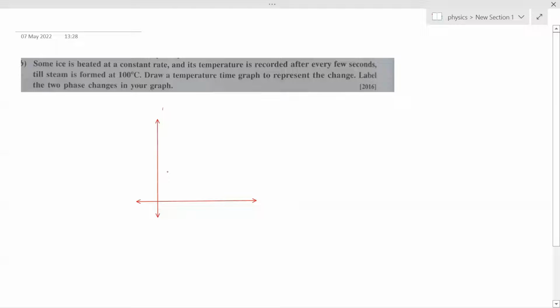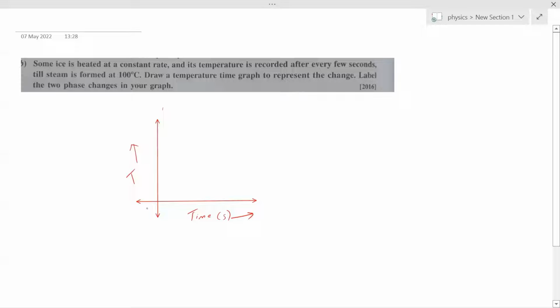First, we will take the temperature side. Where should I keep the temperature, x-axis or y-axis? Y-axis. Okay. So temperature is on the y-axis, and time in seconds will be on the x-axis.